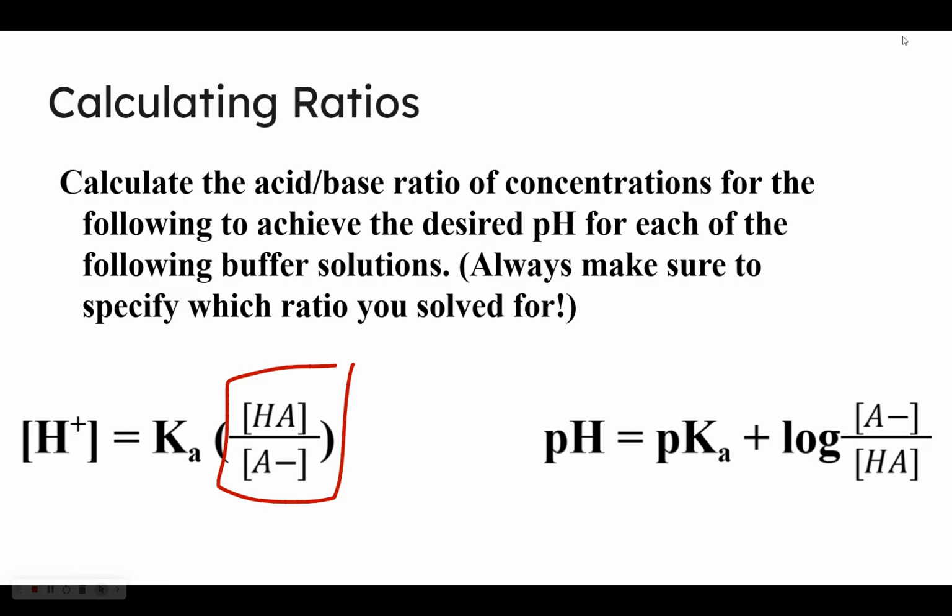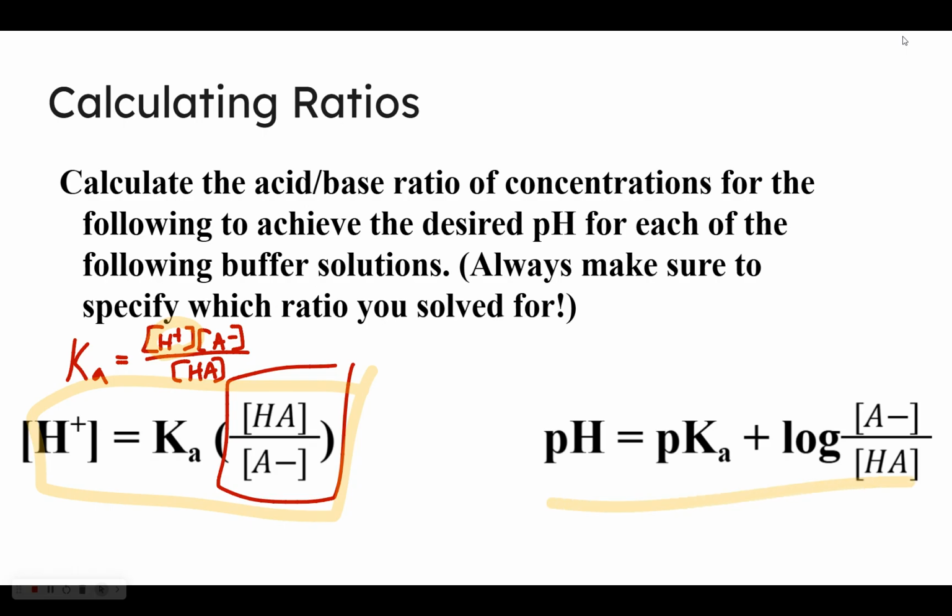Remember, if we use our Ka expression, which is just going to start with Ka equals our products of the dissociation of our acid over the original acid, and if we rearrange that to solve for our H plus concentration, which is helpful to us, we can use this to solve certain buffer problems. But it's not on our AP equation sheet, so you might need to memorize it or use our Henderson-Hasselbalch.